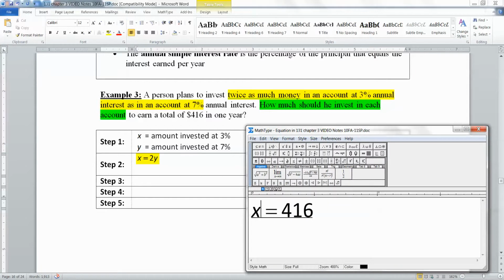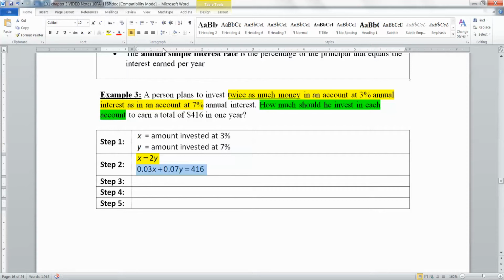So what they do is they take the amount you've invested at 3% and they multiply it. They say, okay, 0.03 times that amount. So if it's $100, you multiply $100 times 0.03. Then they add to it 0.07 times the y. Together, between the 3% interest on the X account and the 7% interest on the Y account, you've got to have $416 total. So you take 3% times the amount of money you invest, which would be X, and then 7% times Y, and you've got to get $416 when it's all over with.